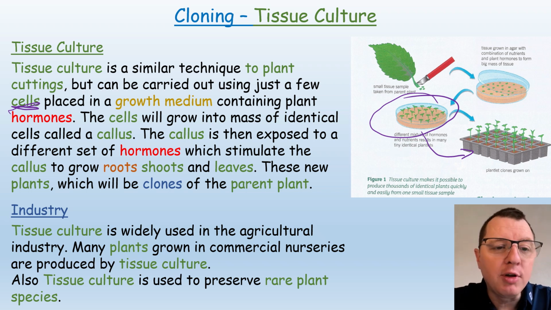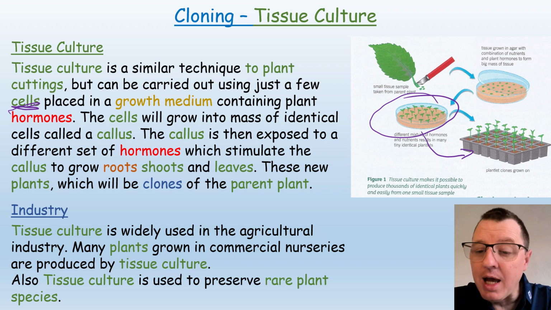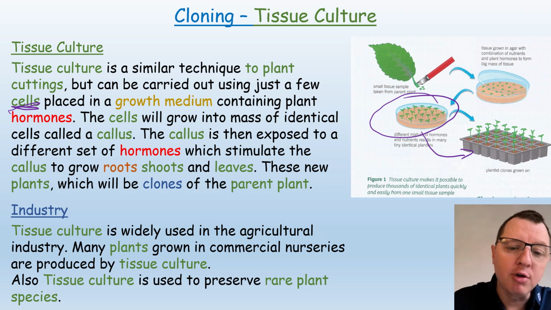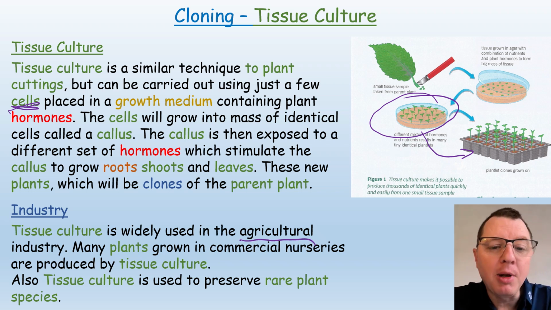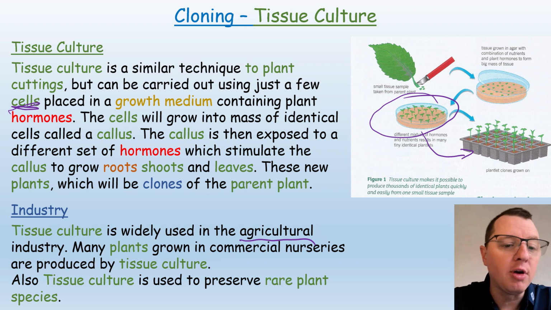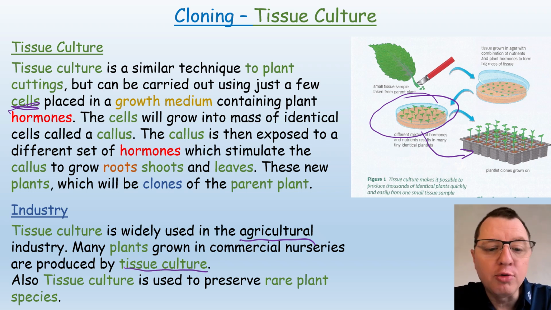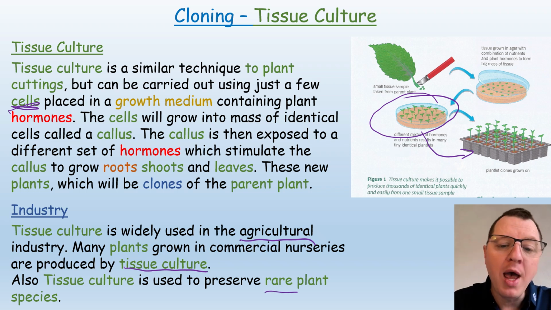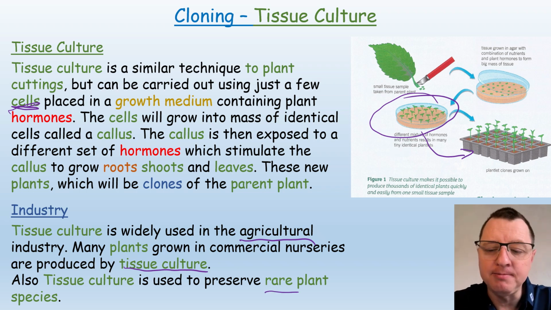There is an issue with tissue culture in that it has to be carried out in sterile conditions, because the agar containing the growth hormones can easily be contaminated by fungi or bacteria. Tissue culture is widely used in the agricultural industry, and many plants grown in commercial nurseries are produced by tissue culture. Also, tissue culture is used to preserve rare plant species.